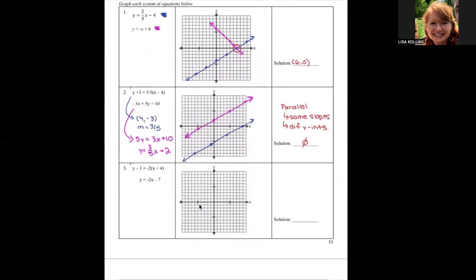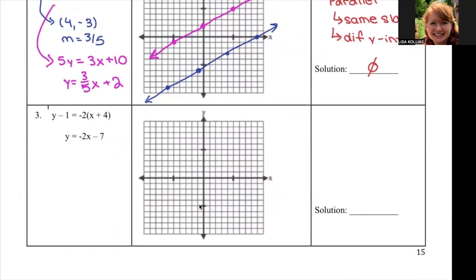Okay, go ahead and take a look at the third one. Same idea, we're going to go ahead and graph this. This would be the point -4, 1, because it's in point-slope form with a slope of -2. I'm going to go ahead and make my line. The next one is in slope-intercept form, easy to graph, with a y-intercept of -7 and a slope of 2.